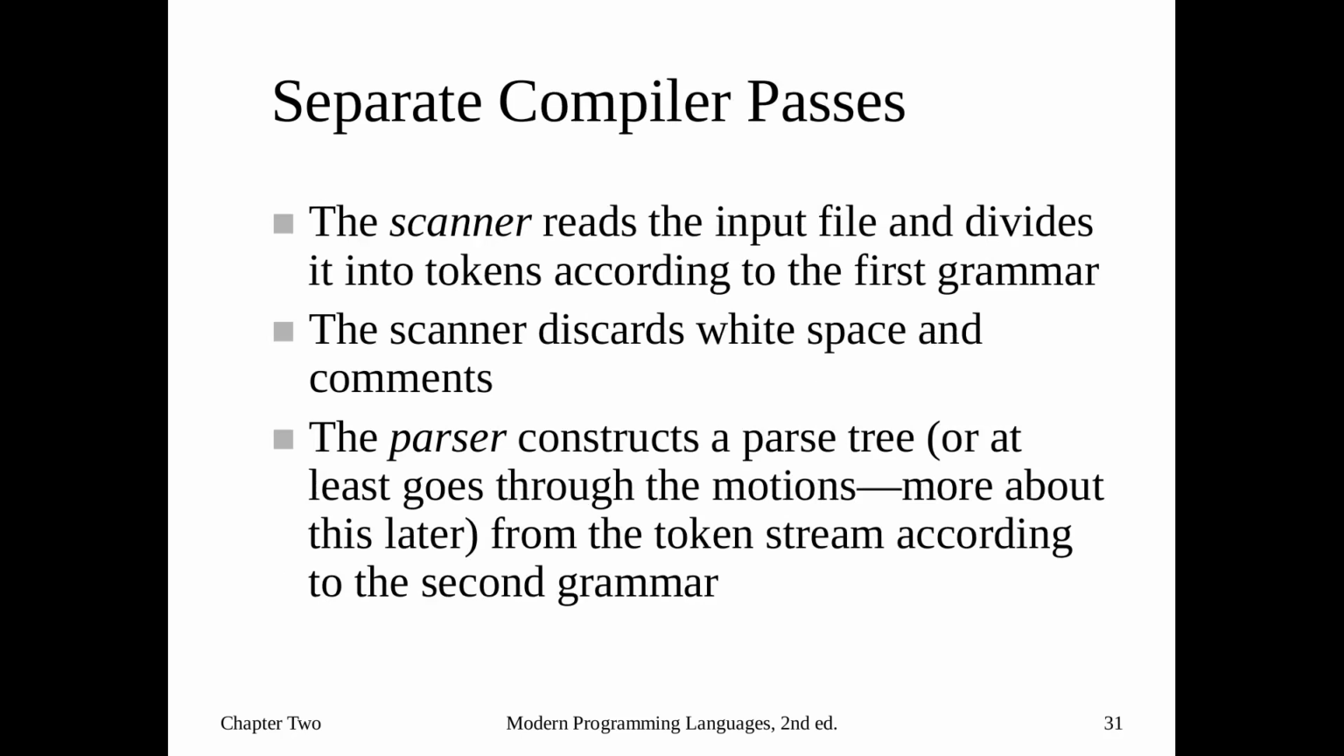The compiler is broken up into separate passes through a file. The first pass is the scanner. The scanner reads the input file and divides it into tokens according to the first grammar. Then it discards all the white space and comments and keeps only the tokens, so it creates basically a token stream. Then the parser constructs a parse tree using those tokens and the rules of the second grammar.